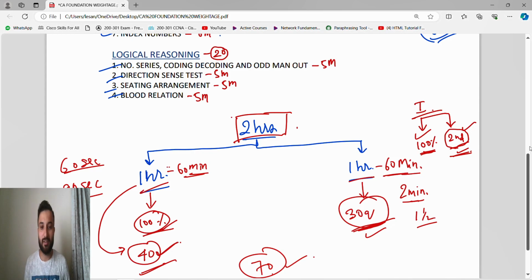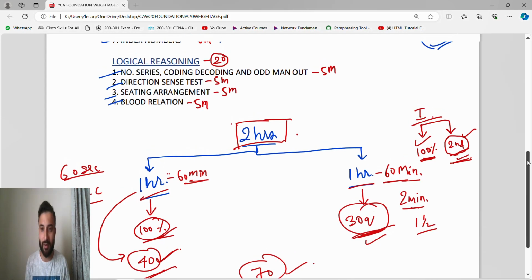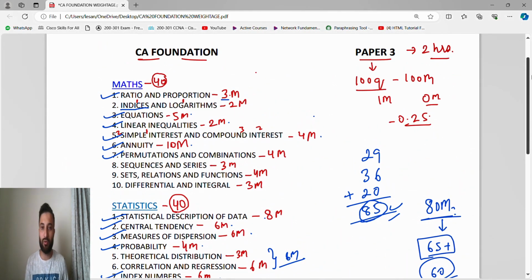Okay, so this is the thing, and from the next video we are going to start the first chapter of mathematics, that is ratio and proportion. So guys, here I will explain each and every concept with calculator tricks or other tricks, and we will solve lots of questions from each and every chapter, and we'll solve so many PYQs, previous year questions also.